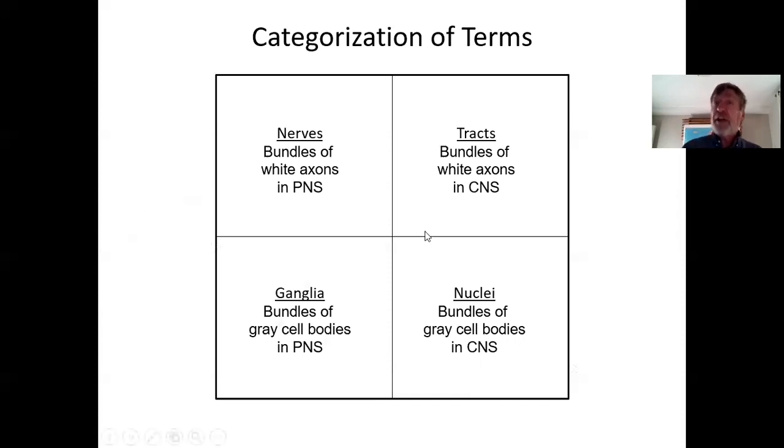So 4 different categories: nerves, tracts, ganglia, nuclei. Nerves and tracts are white matter, ganglia and nuclei are gray matter. Nerves and tracts are the long axon arms, and ganglia and nuclei are groups of cell bodies.